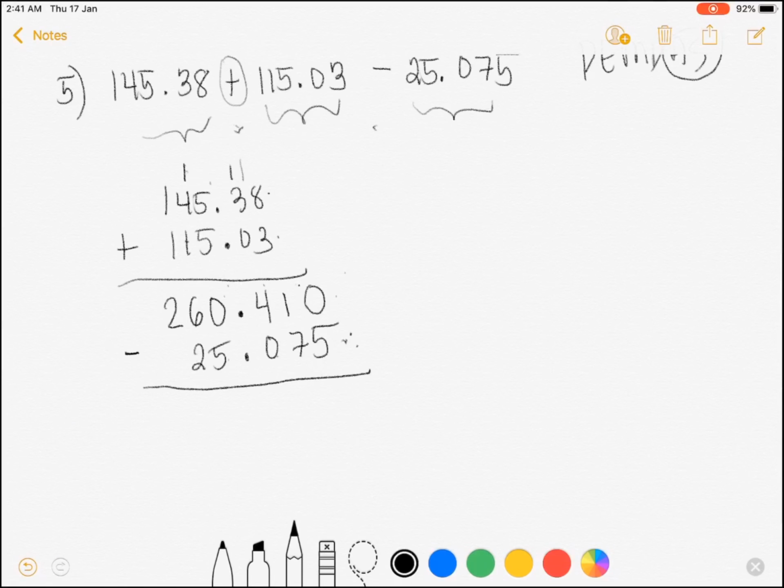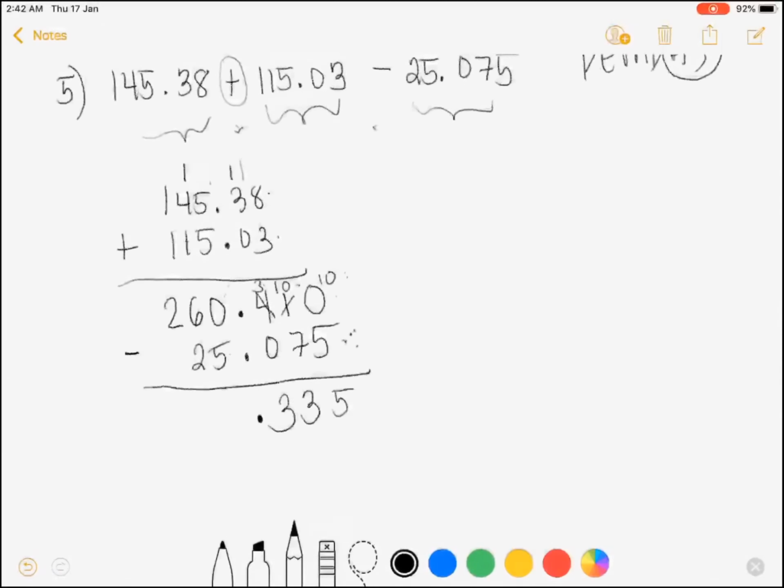So, 0 minus 5 cannot be. So, manghiram tayo ng 1. So, magiging 0 na lang siya. Then, yung 0 magiging 10. So, 10 minus 5 now is 5. Then, 0 minus 7 cannot be. So, manghiram naman ngayon tayo ng 1 sa 10. So, magiging 3 na lang siya. And then, yung 0 magiging 10. So, we have 10 minus 7 is 3. So, 3 minus 0 is 3. So, copy natin yung decimal point.